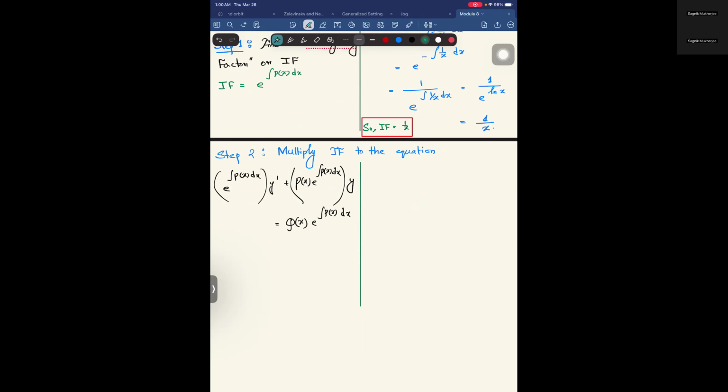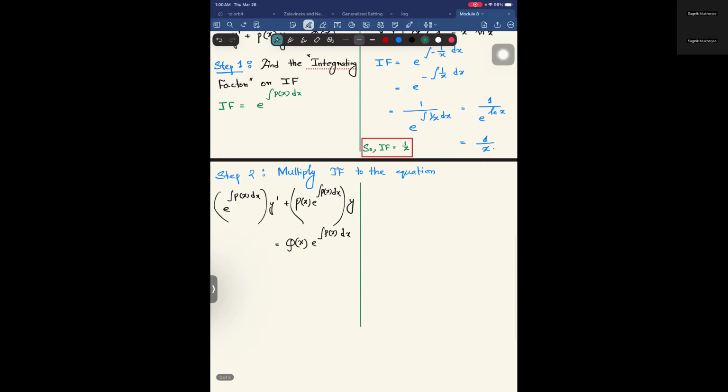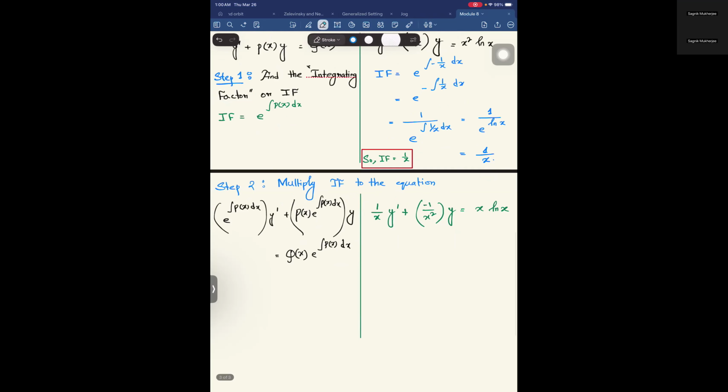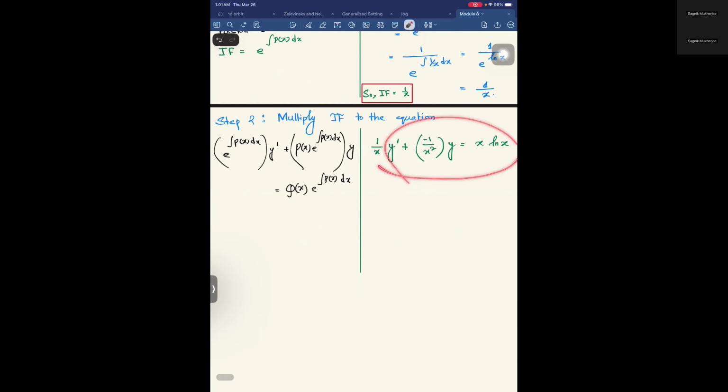So let's do it for here. So in our example, what happens when I multiply 1 over x with the equation? The equation becomes 1 over x y prime minus 1 over x squared y equals x log x, right? You are multiplying the entire equation by the integrating factor, which in this situation is 1 over x, as we have computed.